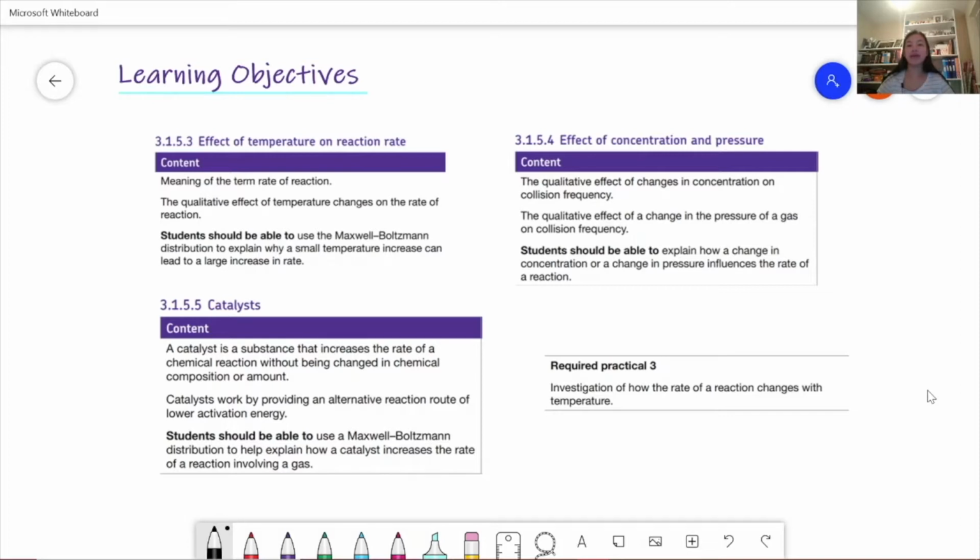Today we're going to be learning about different effects on the rate of reaction. So first we're going to look at temperature, and we're going to define the term rate of reaction and then look at the effect of temperature using the Maxwell-Boltzmann curve. And then we're going to look at the effect of concentration and pressure. And then we're also going to look at the effect of a catalyst, and we're also going to use a Maxwell-Boltzmann curve as well. We're then going to use a required practical to further your own understanding. So we're going to use the investigation of how the rate of reaction changes with temperature.